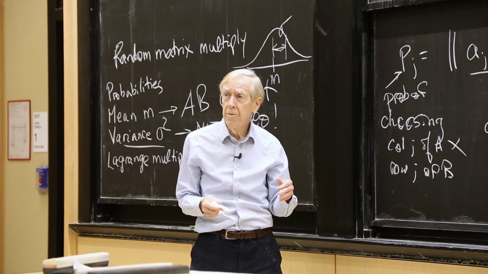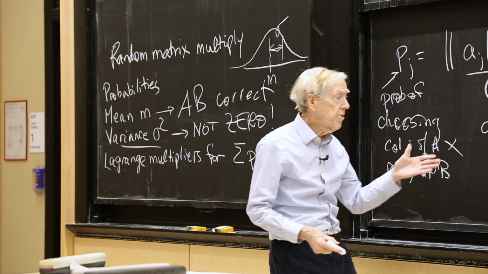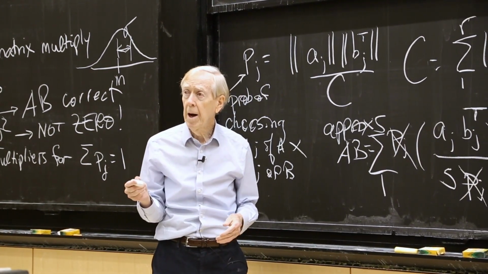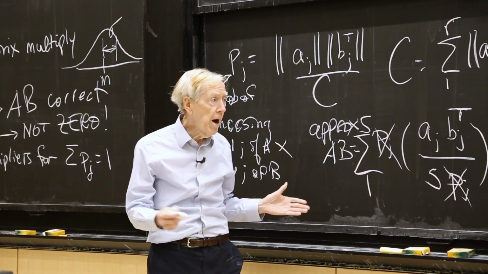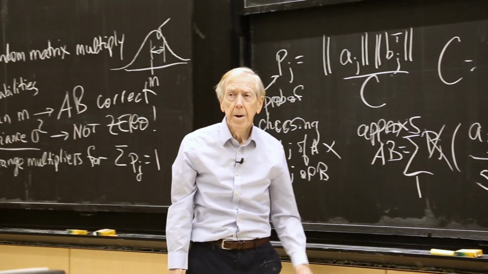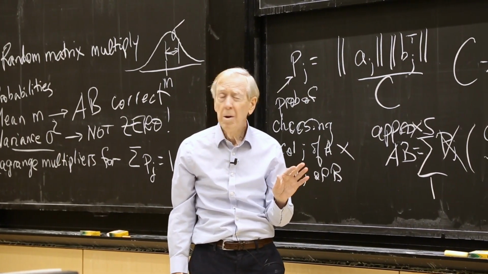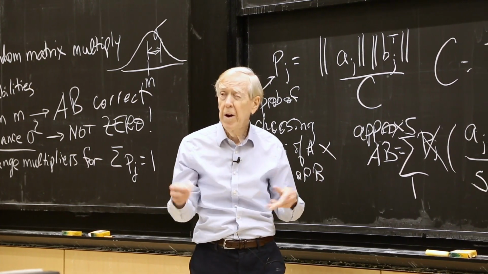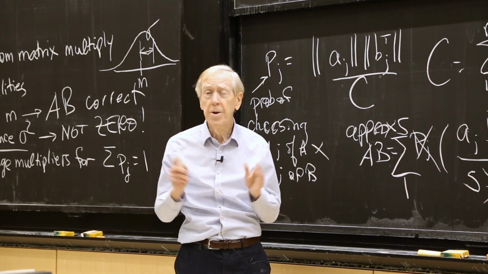I'm never getting it right from a sample. A sample is just giving me a column times a row, a rank 1 guy, and they averaged out to give the correct product, but each one is certainly wrong, because it's just a rank 1. So when I compute variance, I'm going to definitely not get 0.